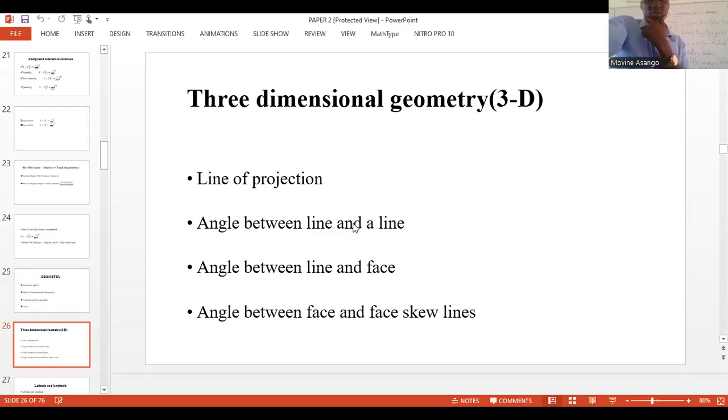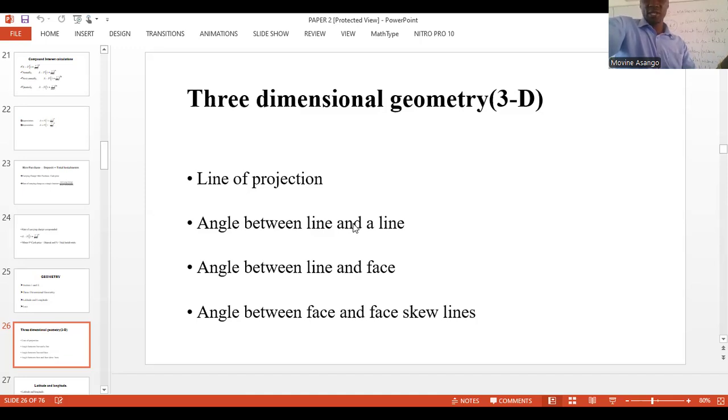As you can see on your screen, I'll be very quick to mention that if you have a three-dimensional diagram, there are lines on that diagram, there are faces or planes on your diagram, then we have lines which can be meeting somewhere. If these lines meet, the most important thing is that we are going to be asked to calculate the angle between the lines. So the first one is we will check if I have a line and another line, how do I calculate the angle between the two lines?